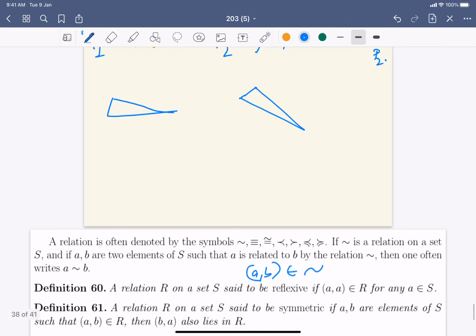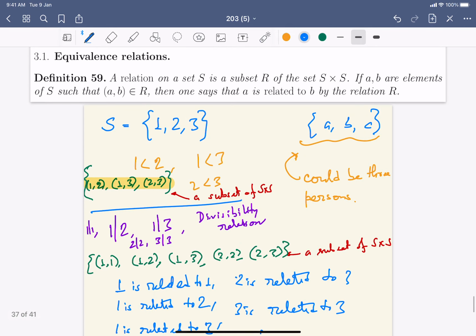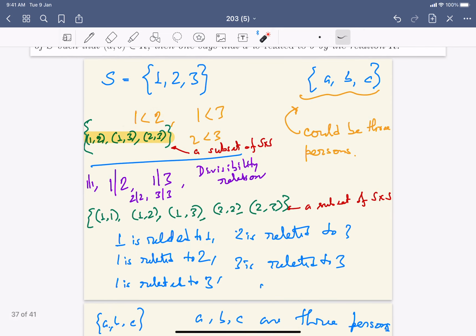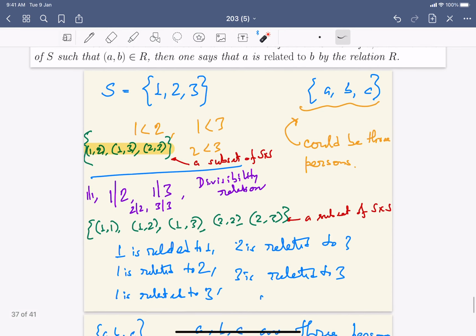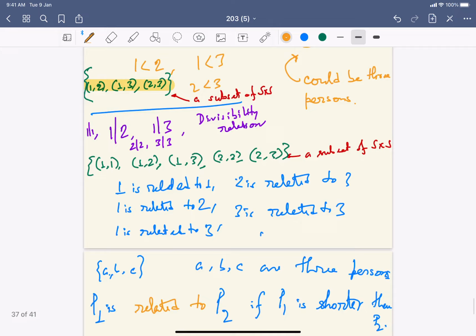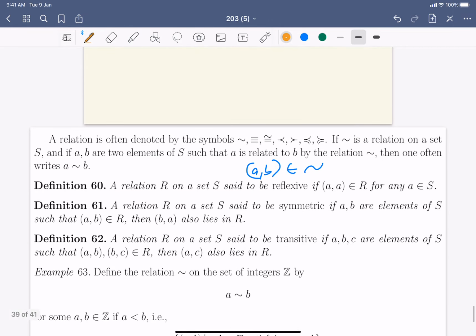So for example, in the very first instance, we said that one is less than two, right? One could also say that (1, 2) belongs to this relation less than. Okay, so this is also one way of saying that 1 is less than 2. Yeah, so please go through all this once again.